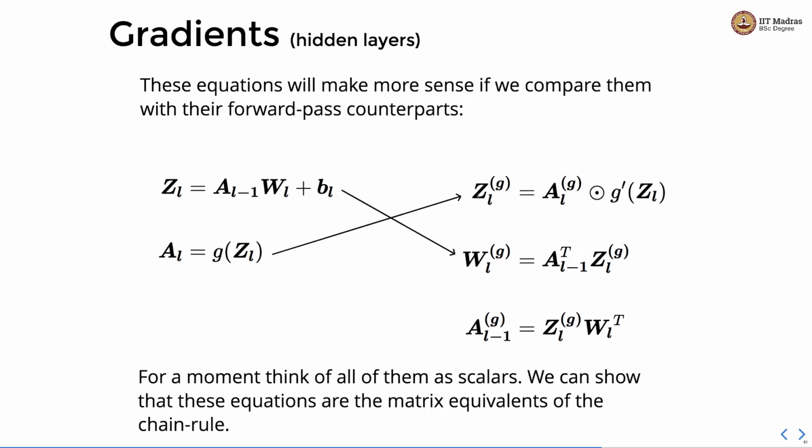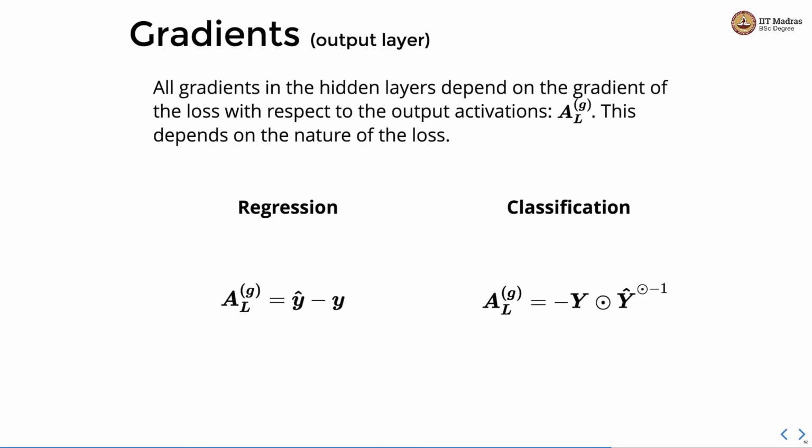Now you can see that ZLG, the gradient of loss with respect to Z, is calculated as ALG element-wise product with G dash ZL, whereas WLG, the gradient of loss with respect to weight, is calculated as AL minus 1 transpose into ZLG, and AL minus 1 G is computed as ZLG into WL transpose. For a moment, think of all of them as scalars, but we can show that these equations are the matrix equivalents of the chain rule.